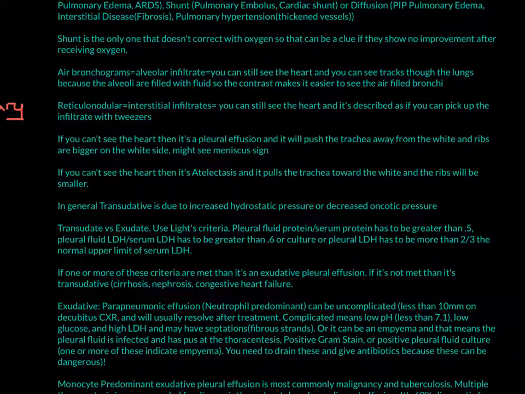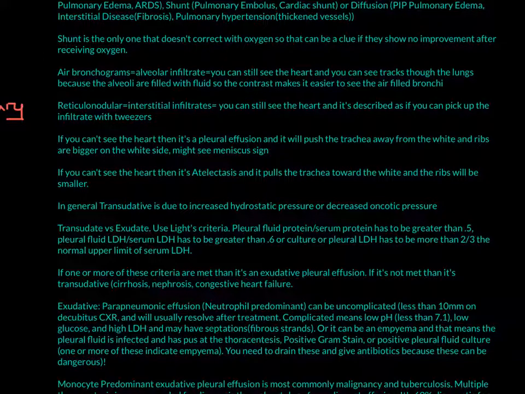So for air bronchograms, it's alveolar infiltrates, and all that means is that the alveoli are filled with fluid. Therefore, you can actually see the tracks through the lungs because of the fluid buildup, and so the contrast between the white fluid-filled alveoli makes it easier to see the air-filled bronchi. And you can still see the heart, which makes it an air bronchogram.